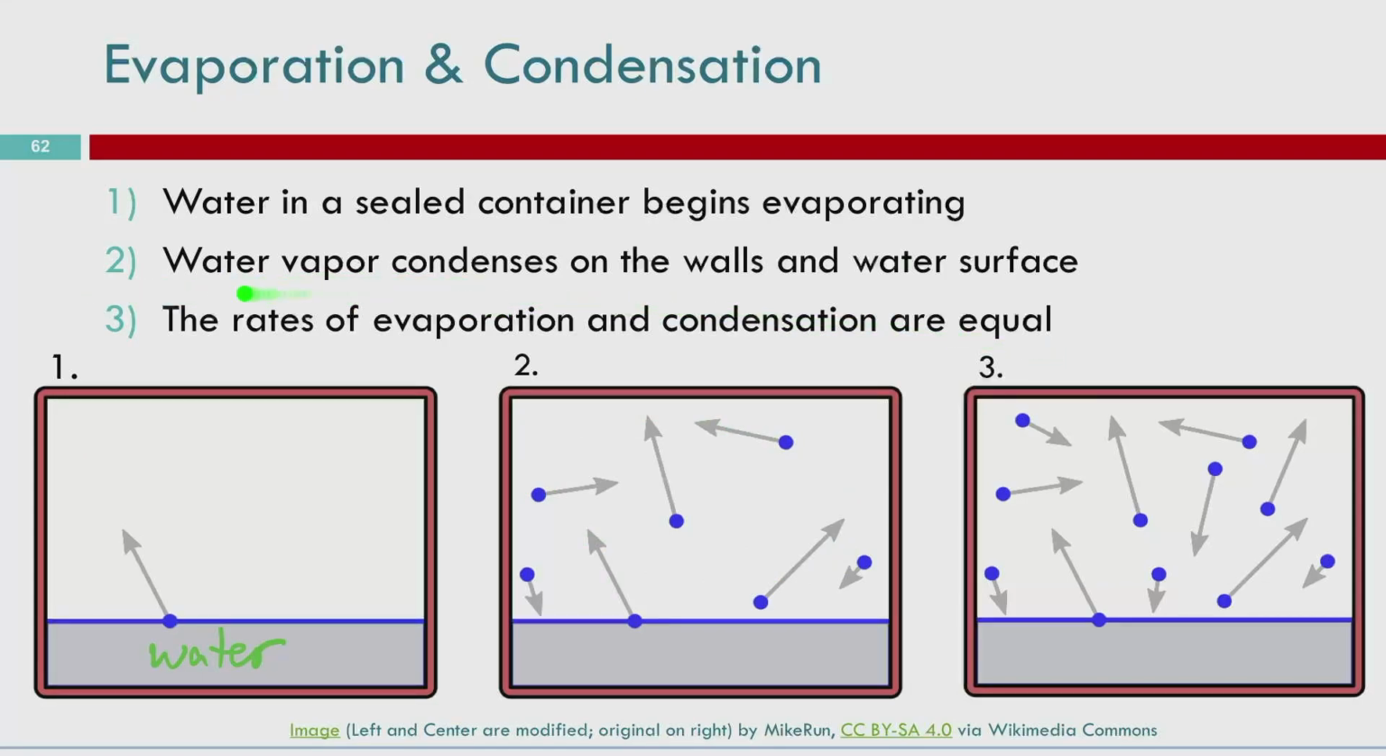Then in step two, we've got some water vapor that starts to condense on the walls. Things running into the walls might hit it and lose some of their energy. It's not a perfectly elastic collision, so they don't bounce off like a bouncy ball. They might hit it, lose a little bit of their energy to the wall, and condense out. That's what you would see in condensation, like on your car windshield in the winter. Some of it also crashes back into the water surface and returns to the liquid phase.